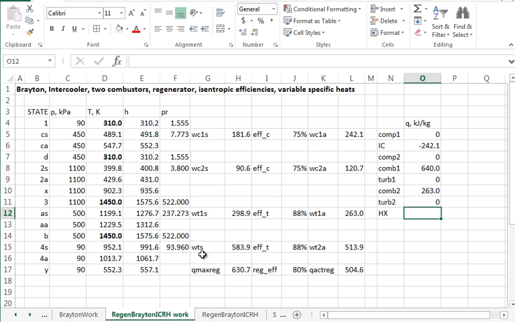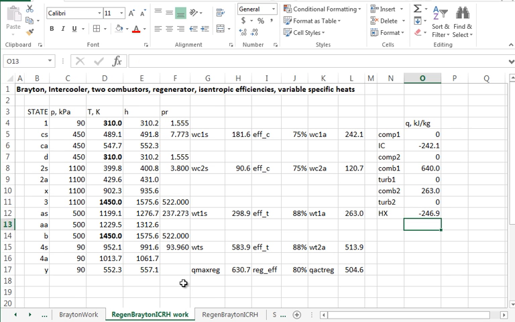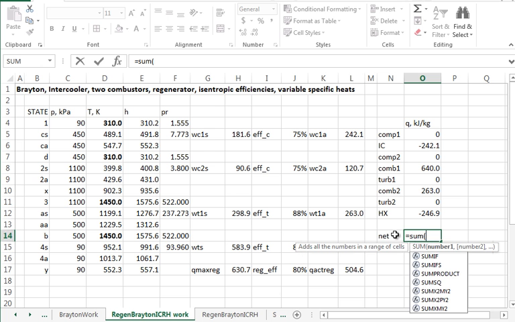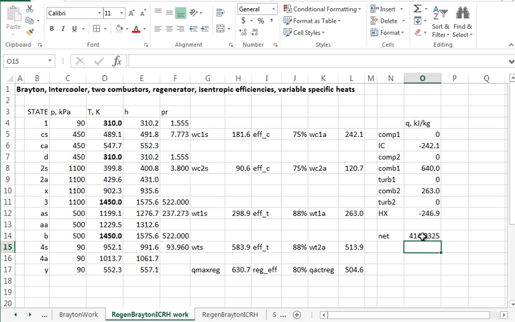And the hard one for a lot of students, because they forget it, it's not in the illustration, is that other heat exchanger. It comes in at Y, and it goes out at 1, but it's a negative, it's a heat transfer out, so it's H1 minus HY. And then the net for the cycle would be the sum of all of these. And let's just move the digits over a little bit, clean it up.